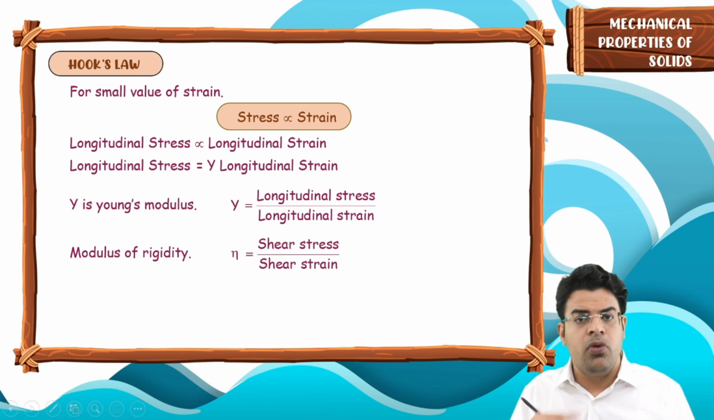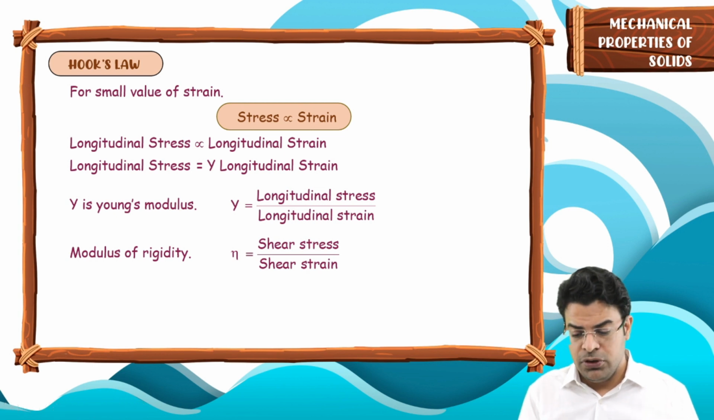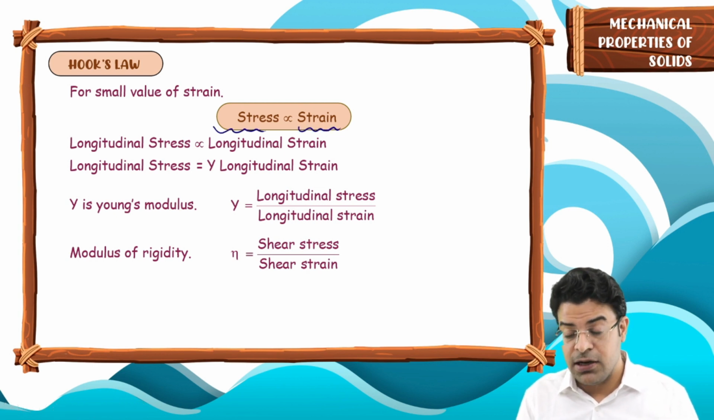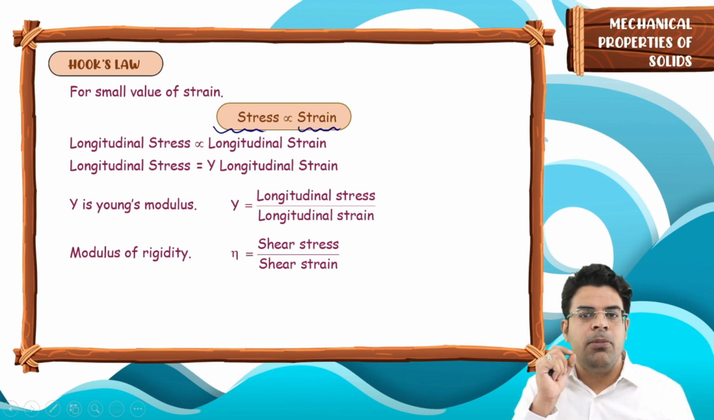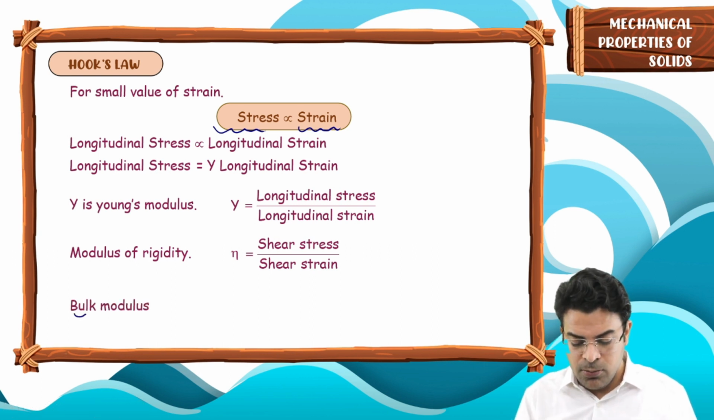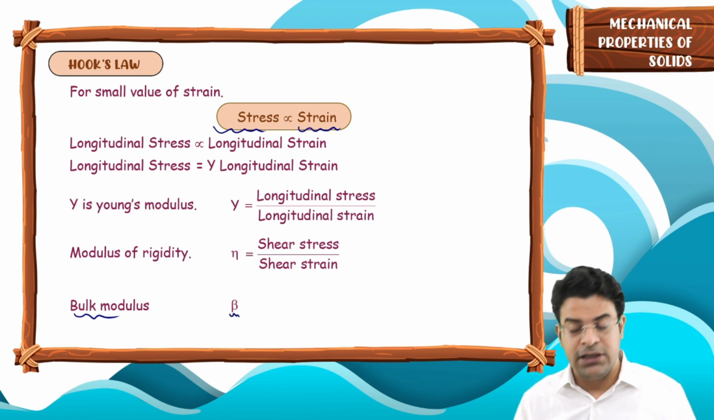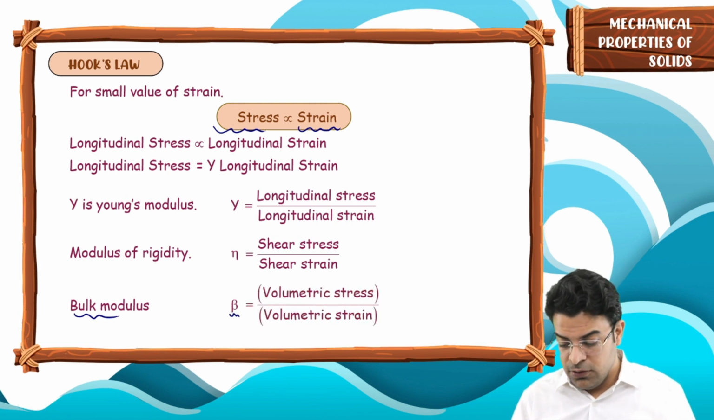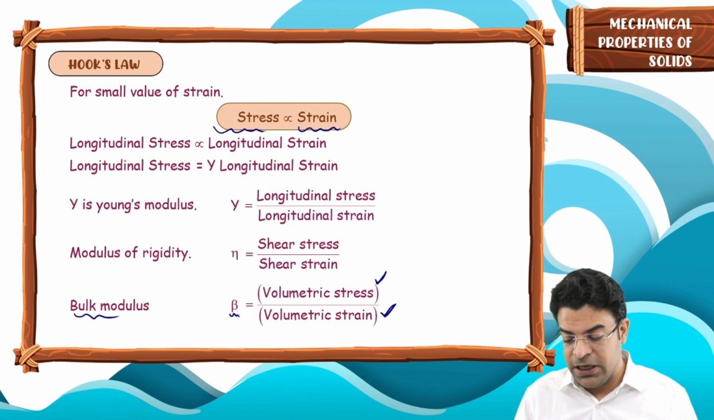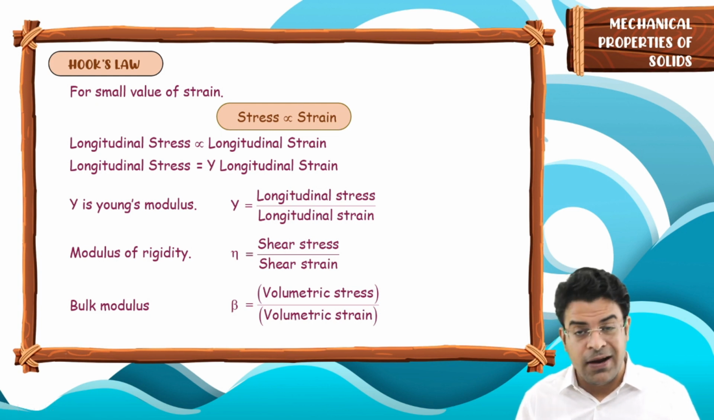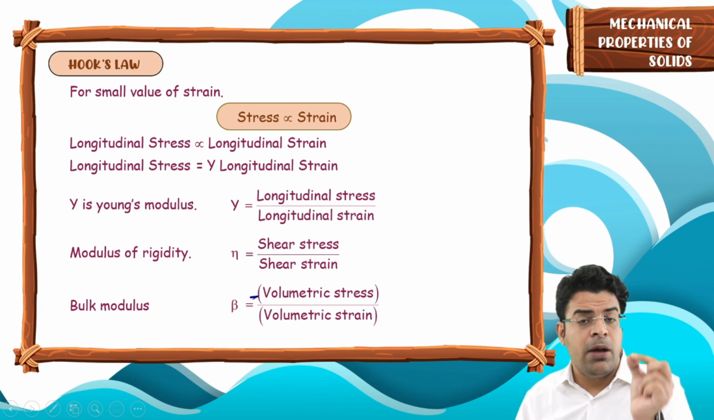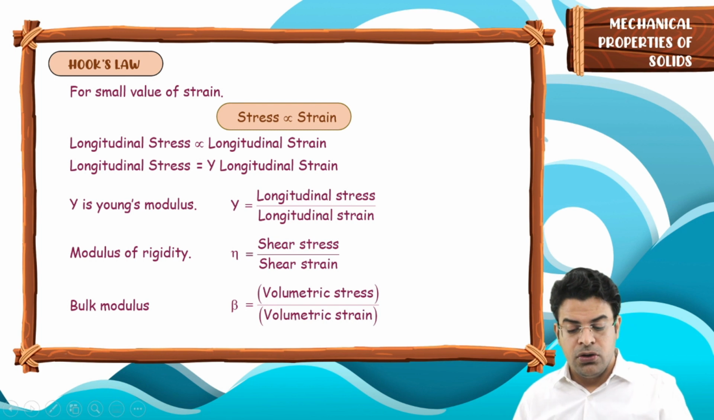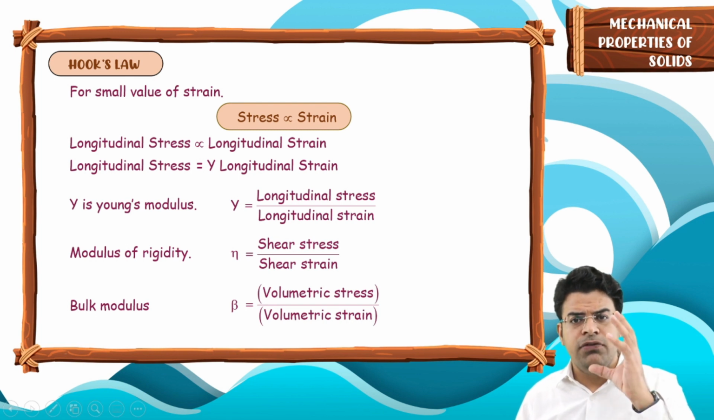Similarly, one more proportionality, we know that volumetric stress is also directly proportional to volumetric strain. So we have defined one more constant which is called the bulk modulus, which is represented as beta, equals the volumetric stress upon volumetric strain. Actually, this is not the right definition. There is a minus sign, but I will talk about this minus sign when we are talking about bulk modulus in detail. So let's now treat each of the modulus in detail.